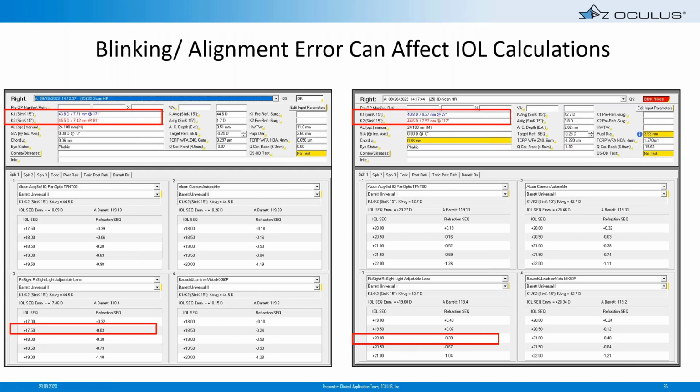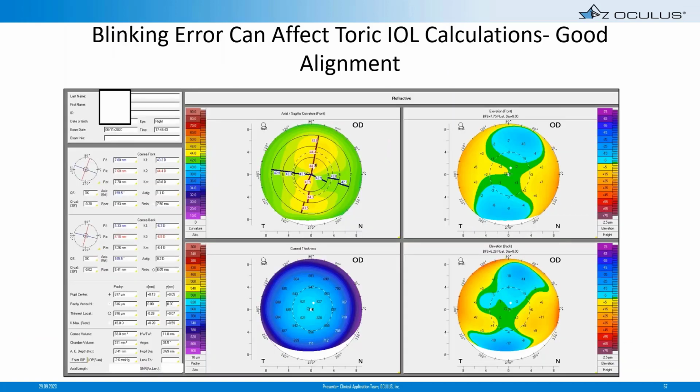That would be a 2.5 diopter surprise, making the patient really unhappy. So good scans result in great outcomes. And if you have good white QS values and good fixation, you're going to get great predictive outcomes. Now, what about toric IOLs? Well, the same thing happens.